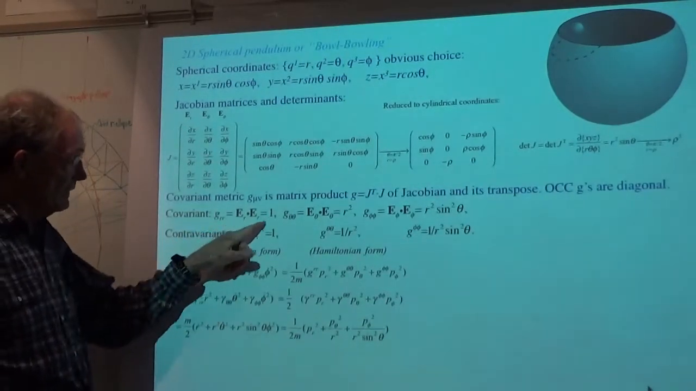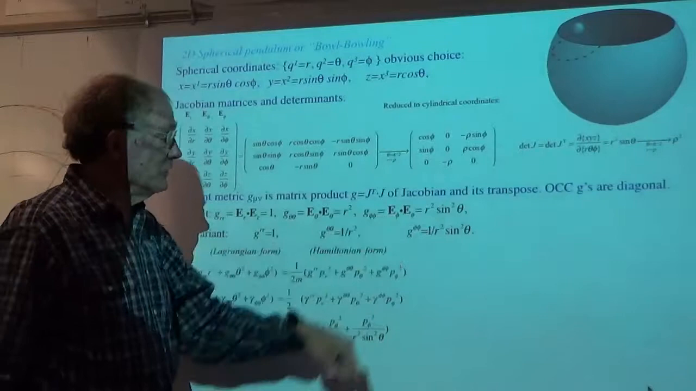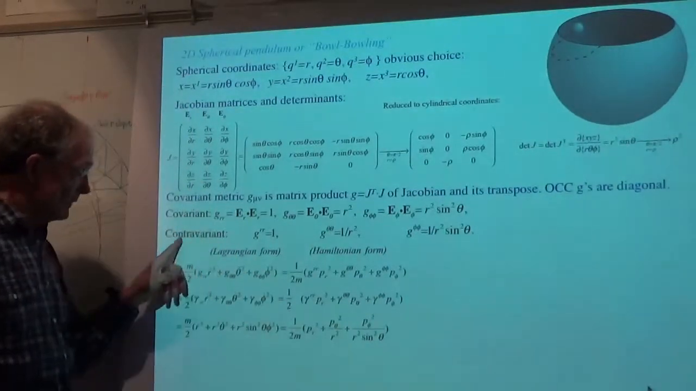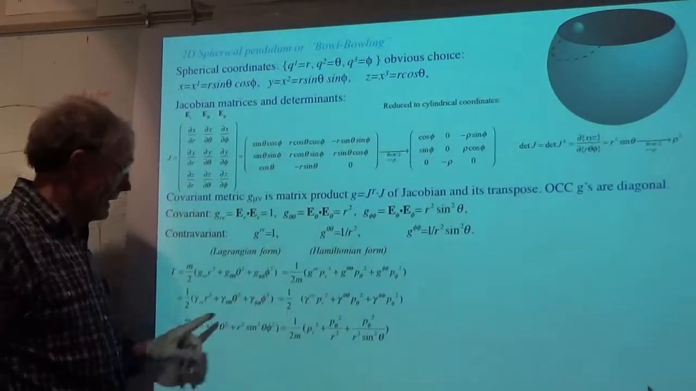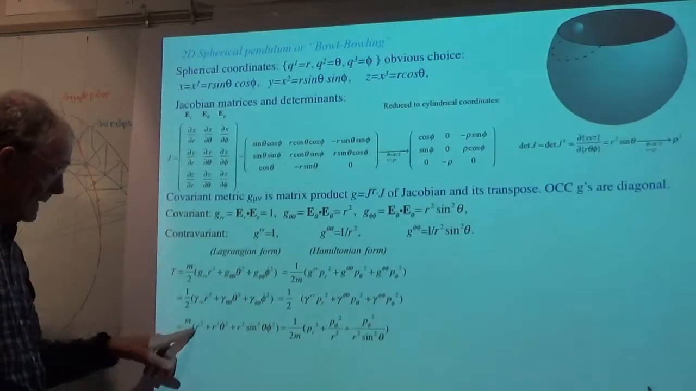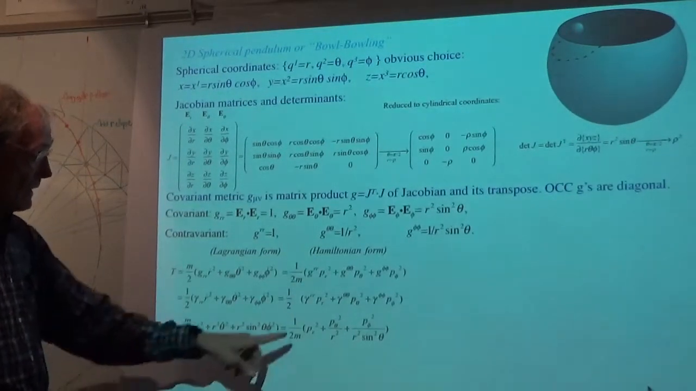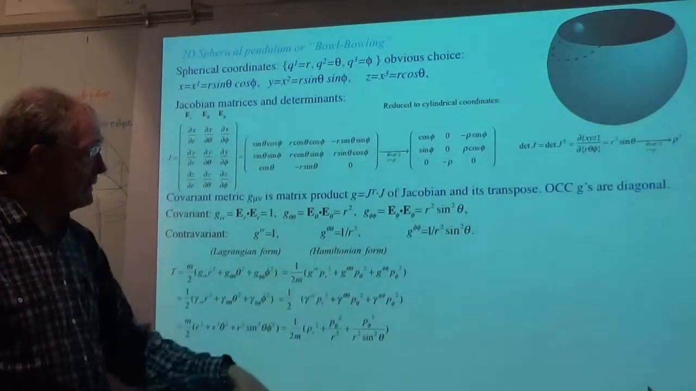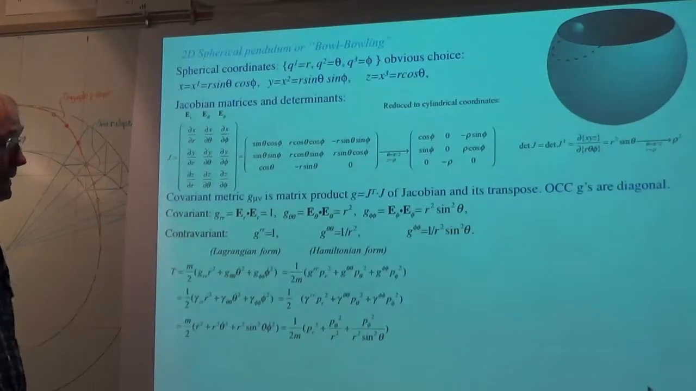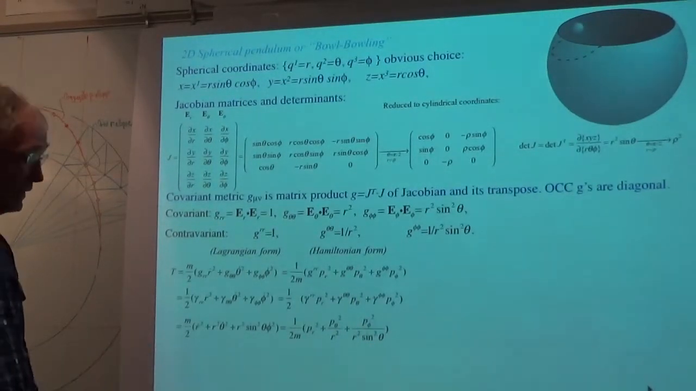We use the covariant to build our Lagrangian forms. We use the contravariant to build our Hamiltonian. Okay? So the Hamiltonian is over here. This is a Lagrangian form of kinetic energy. Just kinetic energy. Potential is fairly easily put on here.